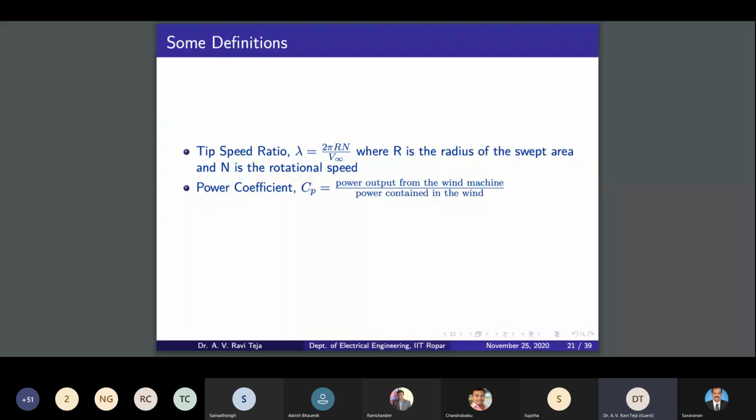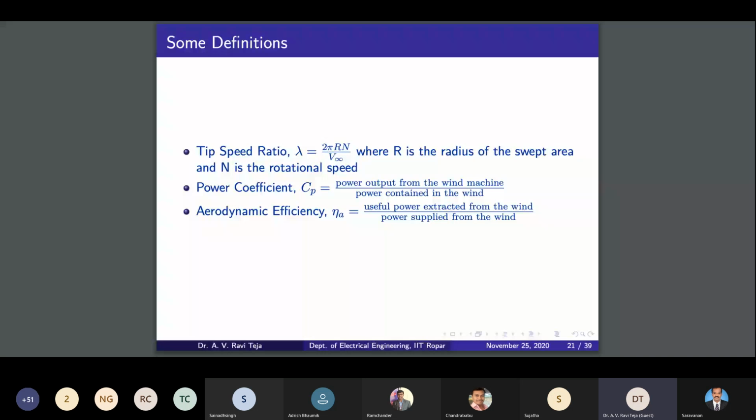This is the power output by, and then since aerodynamic efficiency, this is useful power extracted from the wind, power supplied by the wind. So how much power is useful at the end from the power that is there in the wind, right?